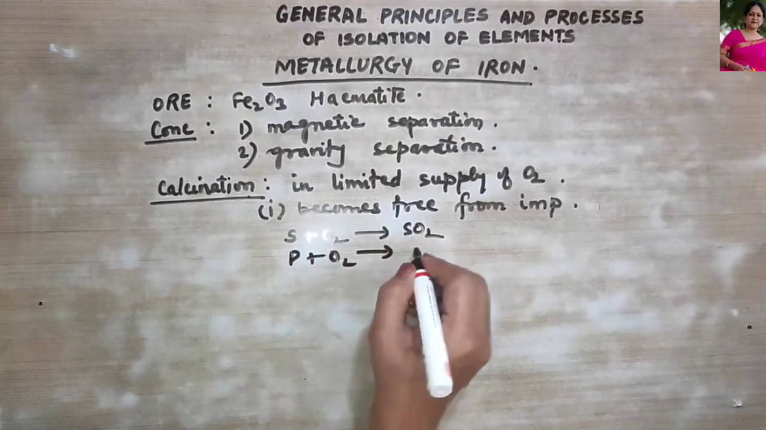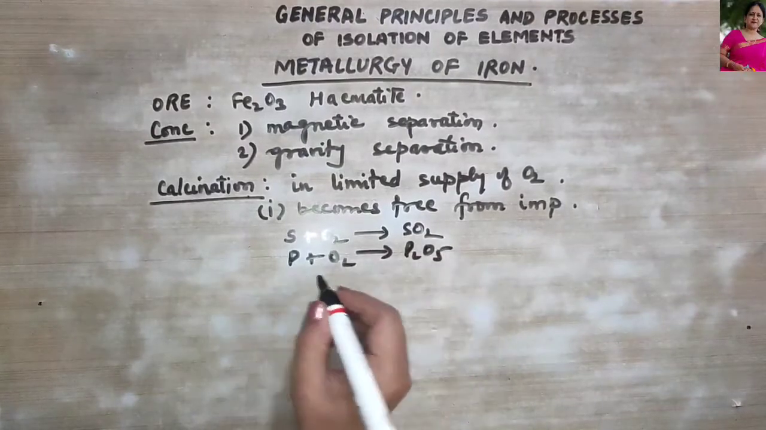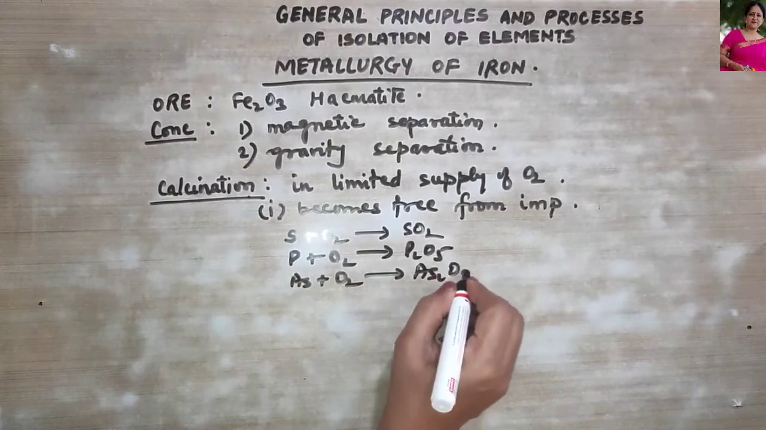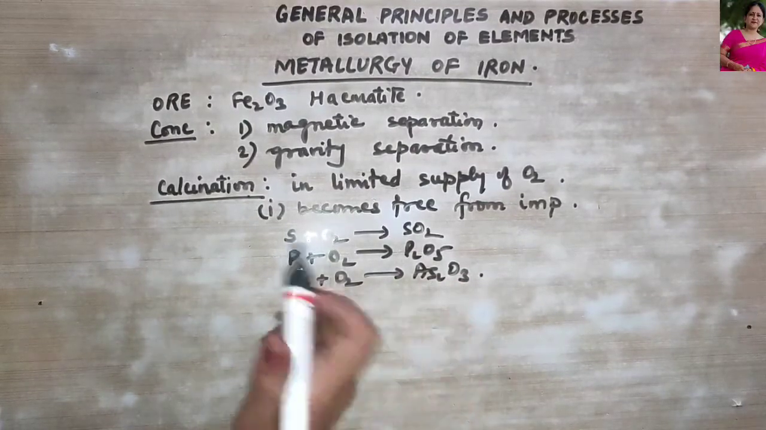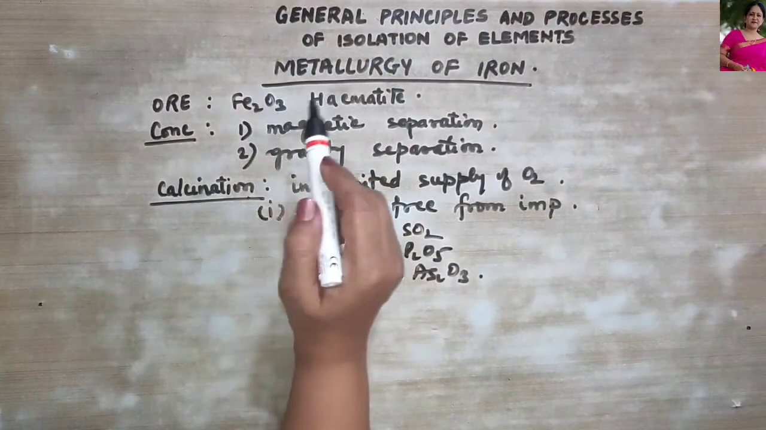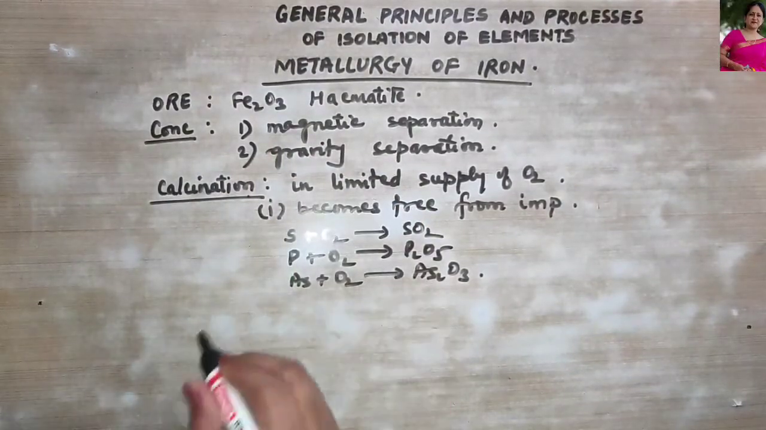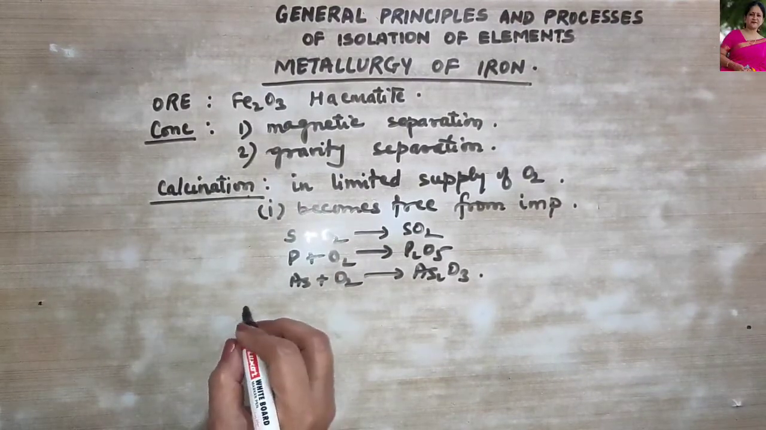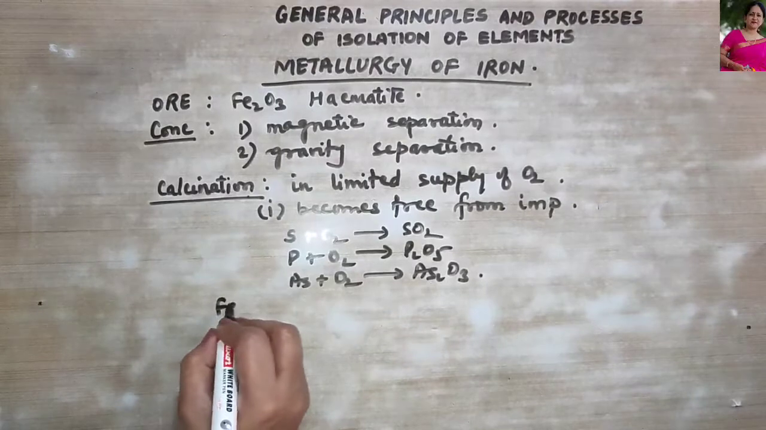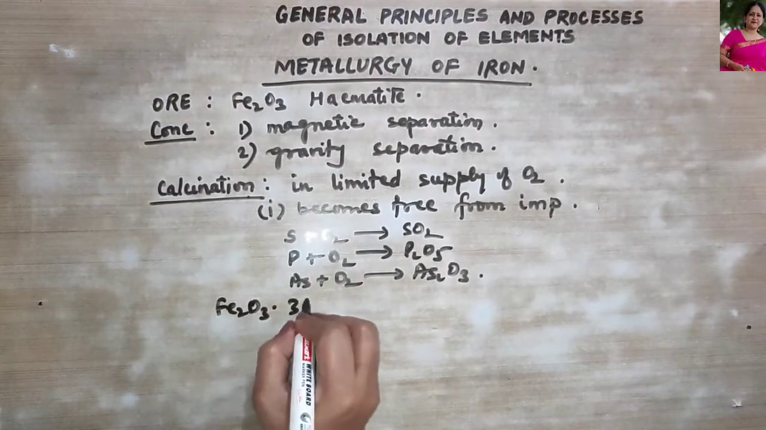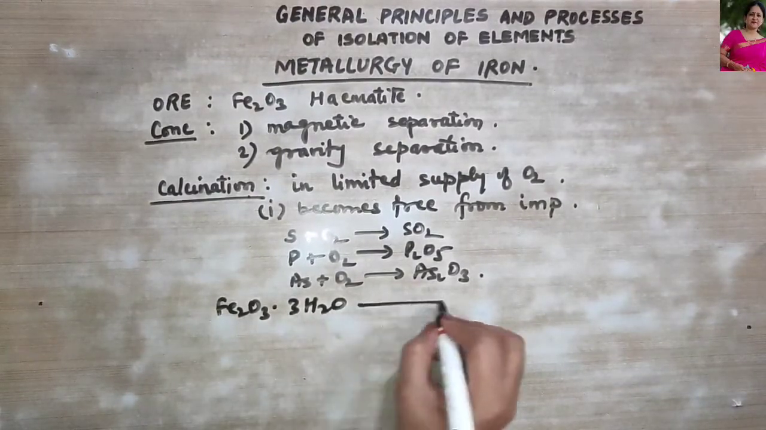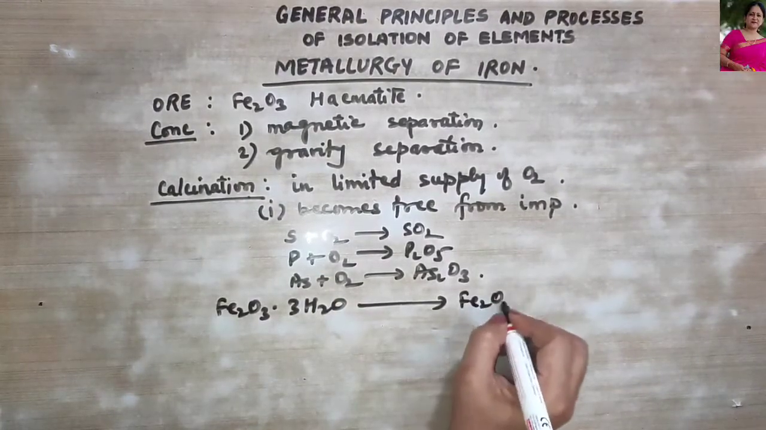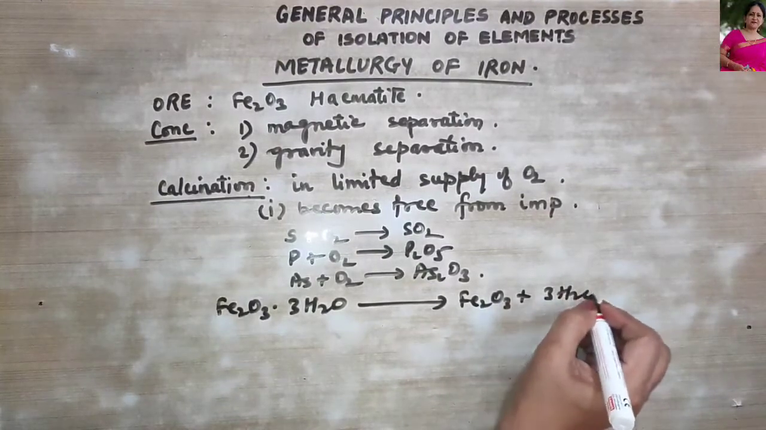Phosphorus present there will be removed in the form of P2O5, or even if arsenic is present, it will also be removed as arsenic oxide. Clear? Now this I am talking about hematite. Suppose I take a hydrated iron oxide as its ore, let me take Fe2O3.3H2O. Okay, so this also by the process of calcination can give us Fe2O3 plus 3H2O, right?